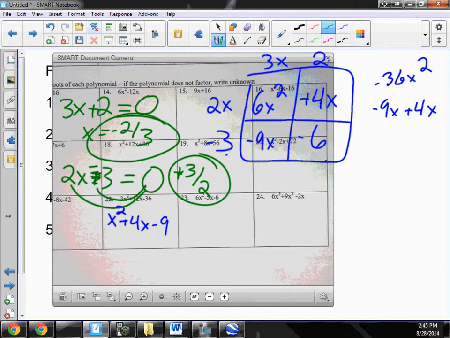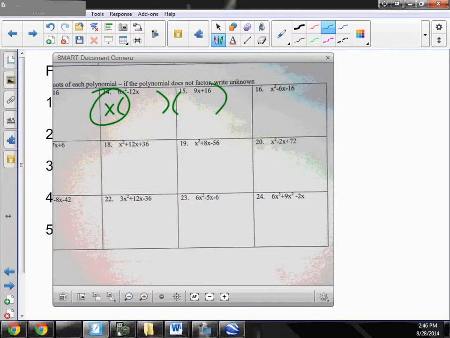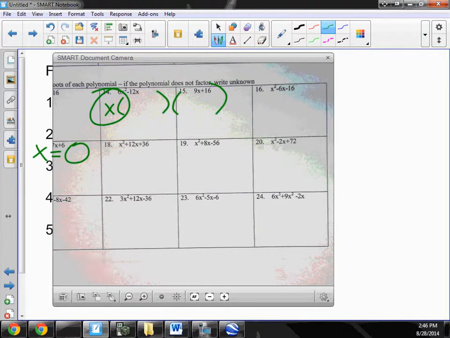Okay, number 24. Can we alter it before we get started? Pull out an x. Do I need that x? Yes. What do I know about the x? The root will be 0. So I'm going to end up with x times something, and the root here will always be 0. And now I just need to find the other two roots.